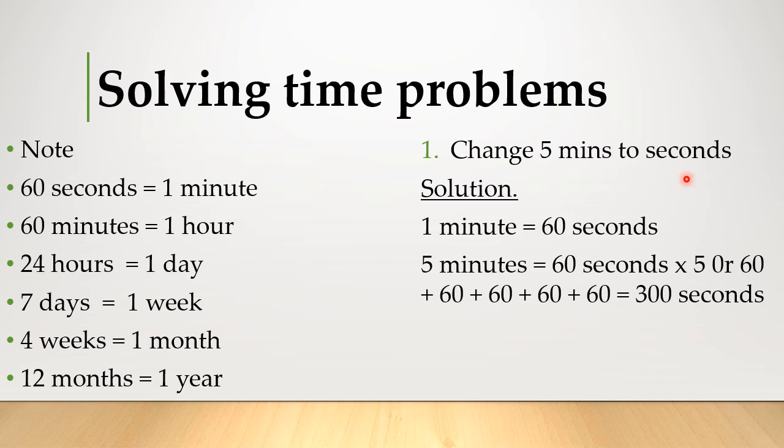The solution: 1 minute here is how many seconds? 60 seconds. So 5 minutes is either you say 60 seconds times 5, or you say 60 plus 60 plus 60 plus 60 plus 60. We have how many 60s? 1, 2, 3, 4, 5. Do you get it? Which gives us what? 300 seconds. Or you simply multiply 5 times 60: 5 times 6 is 30, so 300. Do you understand? Let's go to our next slide.